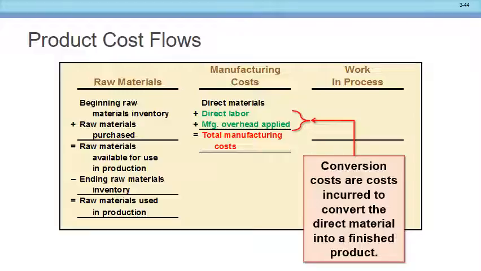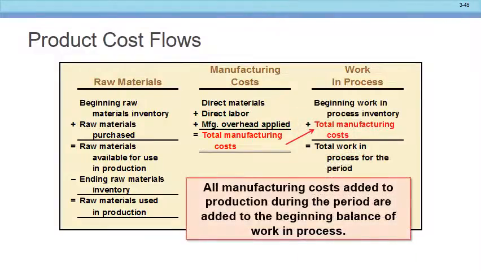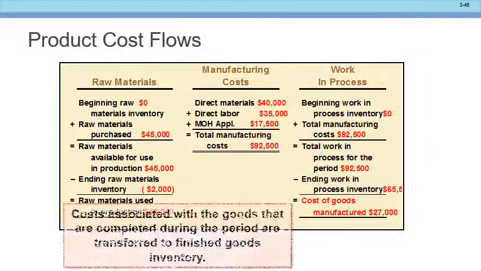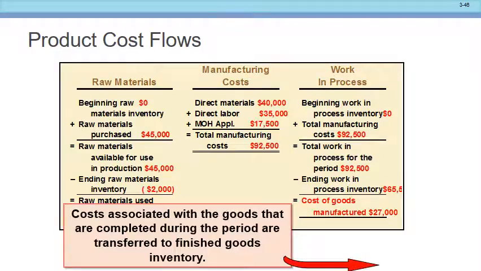And so we've got our manufacturing overhead applied, our direct labor, our direct materials. Those are all considered my manufacturing costs. I take those and I add them to work in progress, don't I? So I have my beginning work in progress plus my manufacturing cost for the period. That gives my total work in progress for the period. And then when I am done, I take my cost of goods manufactured and I transfer it out.